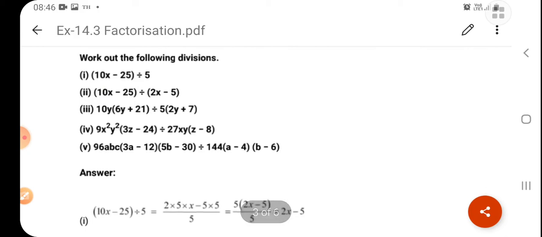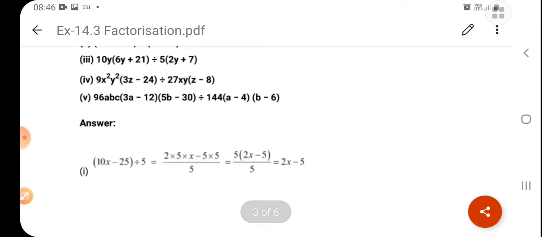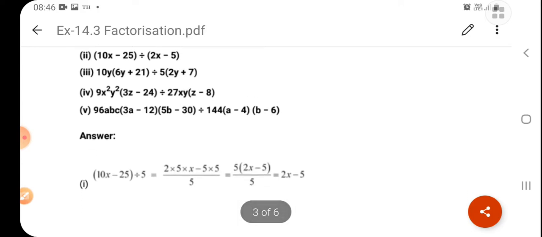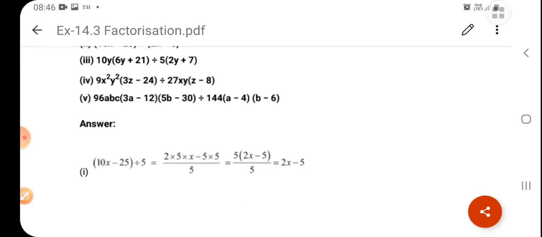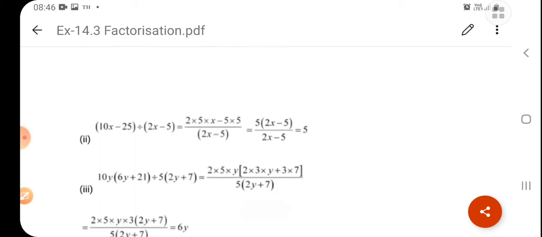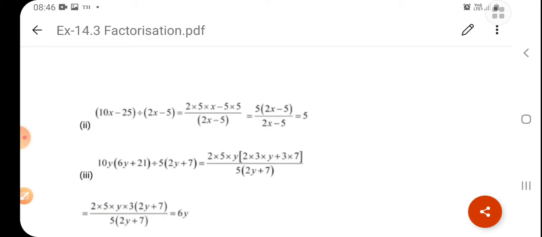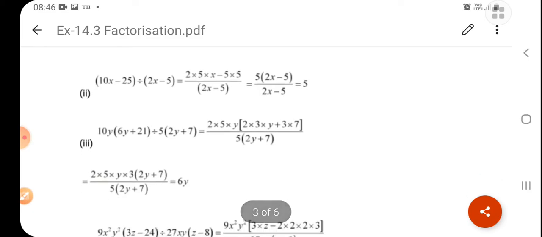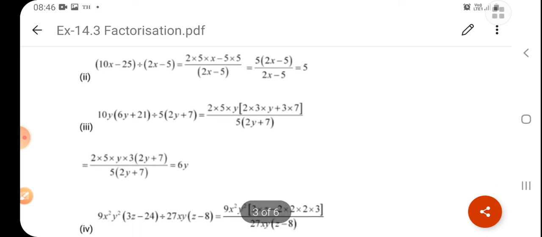Question number 3, 10x minus 25 divided by 5. Here also we will take the common term out, and we can do it by this method of factorization. 10x can be written as 2 into 5 into x, and minus 25 is 5 into 5. The same method we used above. So 5 is taken as common, and the bracket remaining is 2x minus 5. Here also polynomials are given, 10x minus 25 upon 2x minus 5. We will reduce this in the form of 5 into 2x minus 5, and 2x minus 5 will get cancelled out, and we get the answer 5.